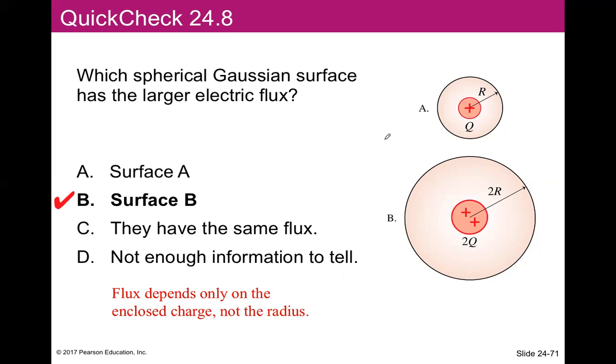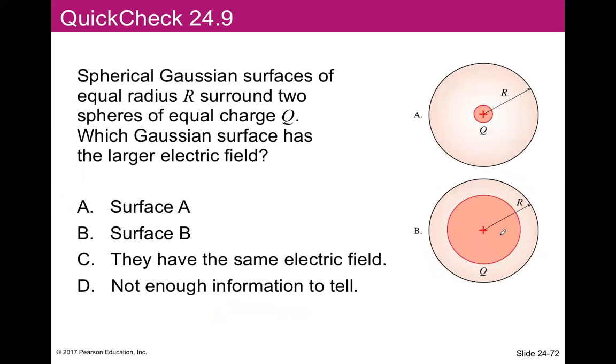Because the flux depends only on the net charge inside the closed surface. If you draw a smaller surface here, as small as this A surface, it still has the same flux as the bigger surface, because any field line that goes through the bigger surface must go through the small surface. So the number of field lines is the same, the flux is the same. Okay, last question.